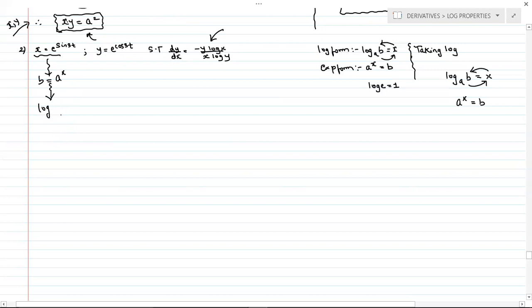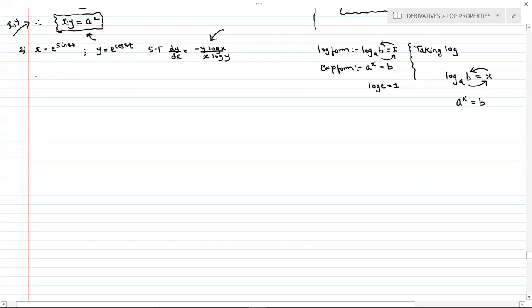Or else the simplest method I will say to bring log is to just take log on both the sides, that's it. Okay, so here we'll start with the solution. Again, for this sum also there are 2-3 different methods, but of course we're going to see the simplest and the easiest method.